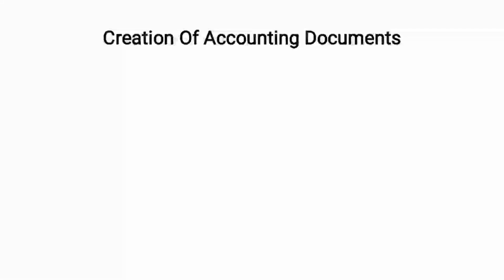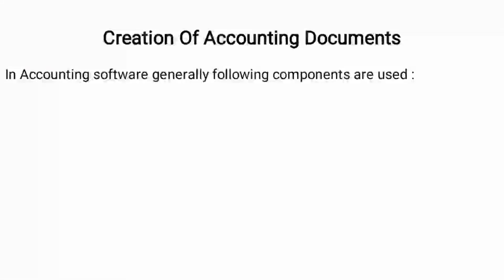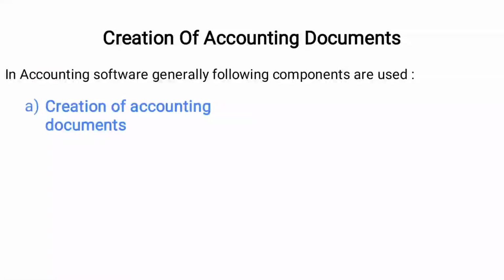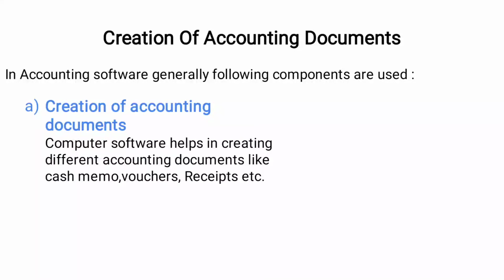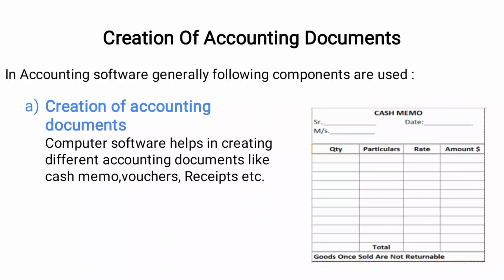Computerized accounting systems are software programs which help to store data or information in the accounting system. In accounting software, generally the following components are used, that is, creation of accounting documents. Computer software helps in creating different accounting documents like cash memo, voucher, receipts, etc., as it is connected via a computer network server, remote access device with internet.